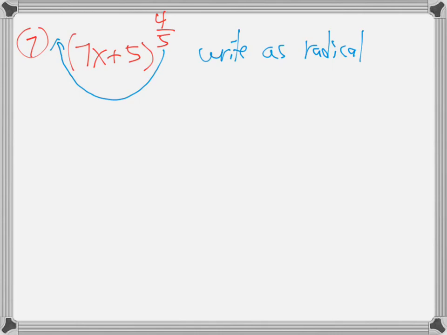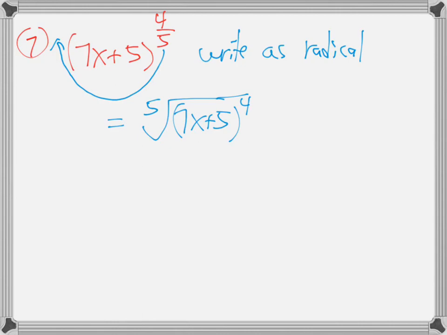So it'll equal the 5th root, and the whole 7x plus 5 is in there, all to the 4th power. The 4 stayed put, huh? The top of the fraction always stays put, doesn't it? We don't move that anywhere. It's just the bottom of the fraction that swings into the hook. Does that make any sense? The top stays put. We're done. That's all they want. That's all we can do.